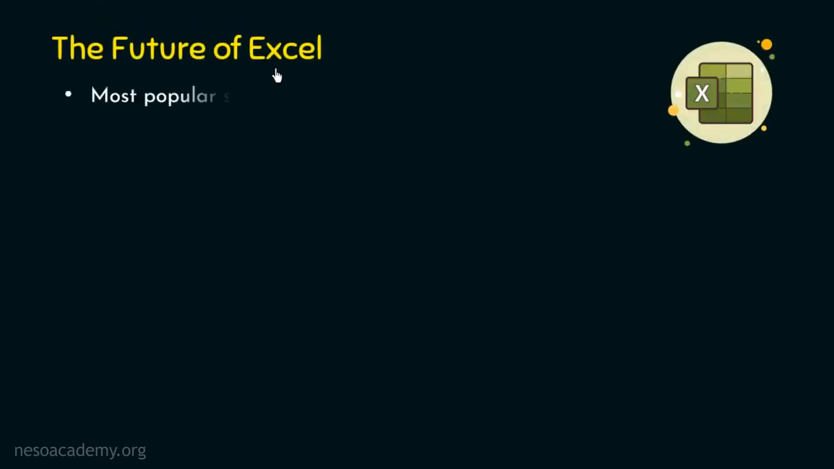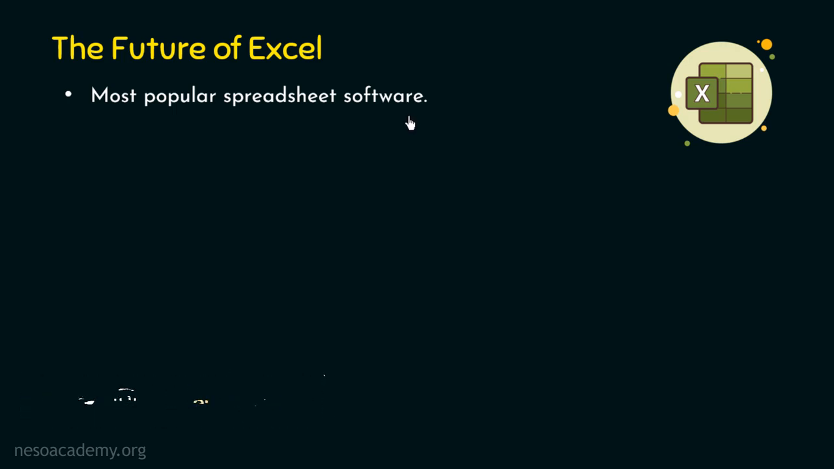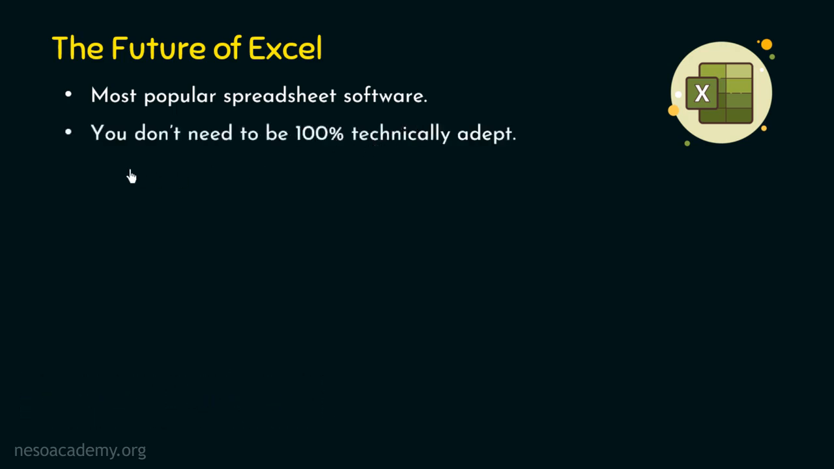So here we have the very first point, most popular spreadsheet software. Indeed, Microsoft Excel is the most popular spreadsheet software with over 750 million worldwide users, and it is considered the traditional tool of choice for presenting and analyzing data. Alright? So that's all about point number 1. Now let's talk about point number 2.